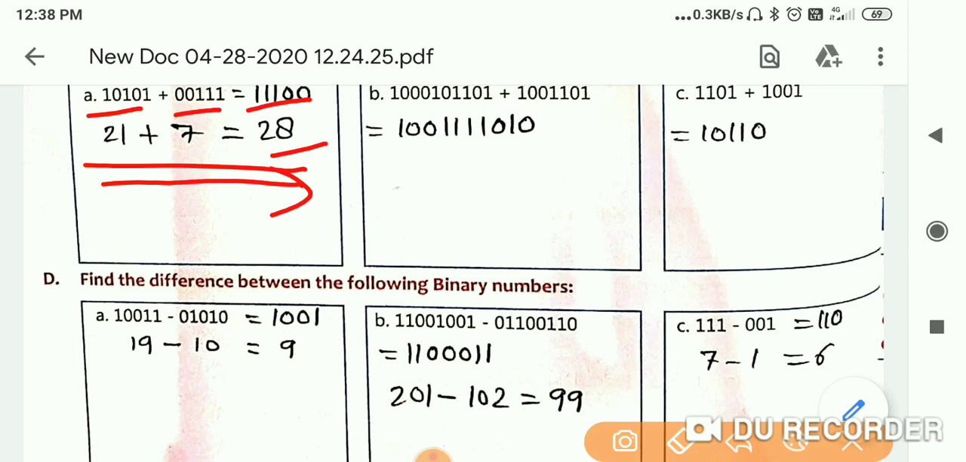In the same way, the second one also I have done this. You can tally the answer. It is 10011111010, and in third one 1101 plus 1001, the answer becomes 1010110.